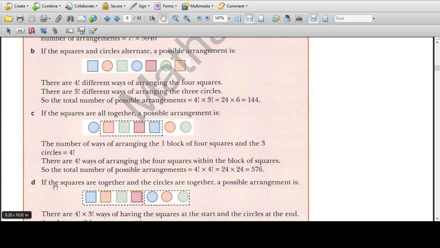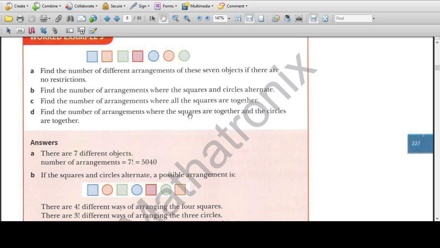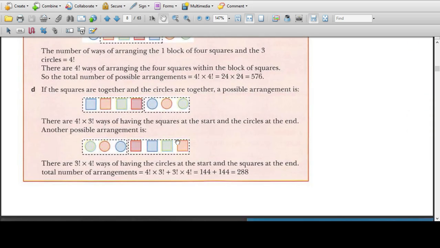If the squares are together and the circles are together, find the number of arrangements where the squares are together and the circles are together. So all squares are here and all circles are here, or all circles may be on the left side and all squares on the right hand side.